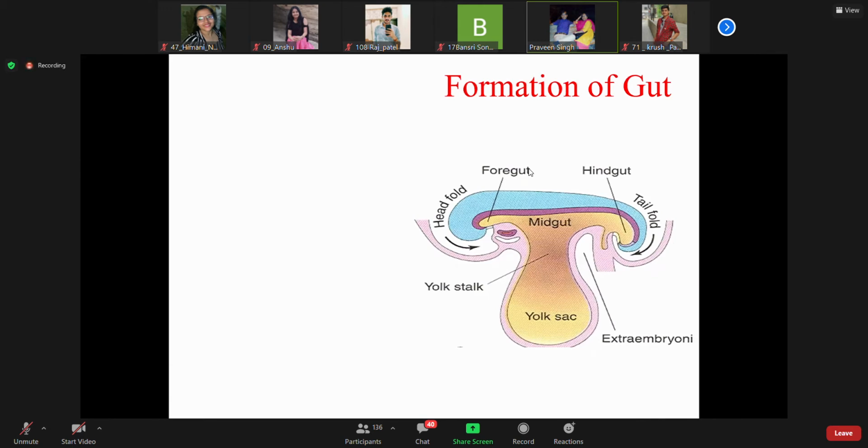See, the yolk sac is becoming narrow, the yolk stalk is becoming narrow. The endoderm of the yolk sac is coming in between to make a closed cavity because of the developing fetus as well as head fold, tail fold, and lateral fold.